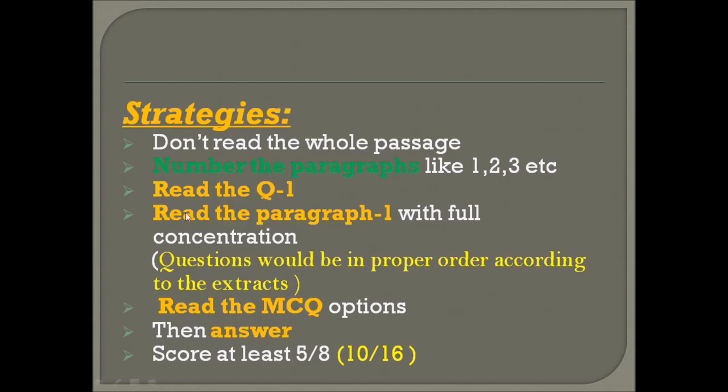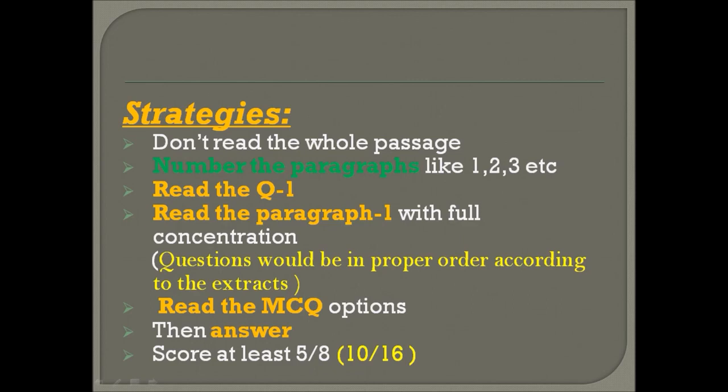Then read question number 1 and then read the paragraph with full concentration. Keep in mind that the questions are in proper order according to the text. That means question number 1 will be according to paragraph 1, question number 2 will be according to paragraph 2. First number the paragraphs, then read the question, then read paragraph 1, 2 or 3 and then answer the question. Then read the MCQ options and then answer. So this is a very basic and very important strategy for part C.